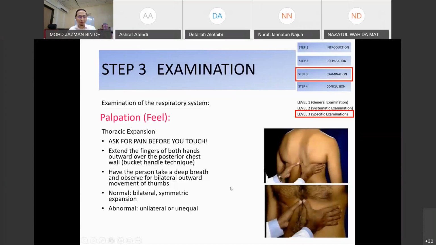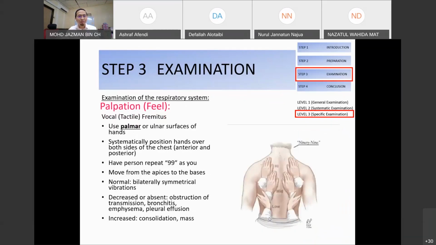Next will be palpation, or feel. Always remember to ask the patient about any pain before you touch or do any maneuver or press on the patient's chest wall. As you remember in the video, you need to grab as much as possible the sides of the patient's chest wall. I repeat, grab as much as possible and then you oppose the thumbs so that, if you do it properly, you will get the full expansion of the lung. If you do it improperly, you just grab a bit, so you won't get the full extent of the lung expansion. I won't go further into that.